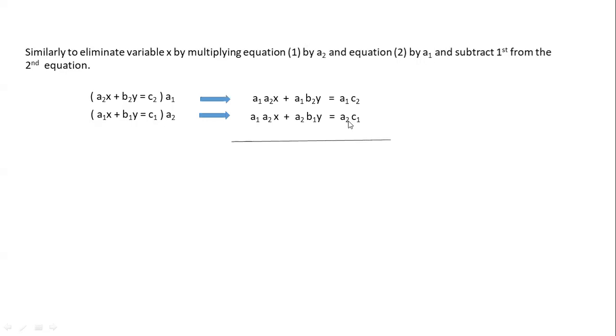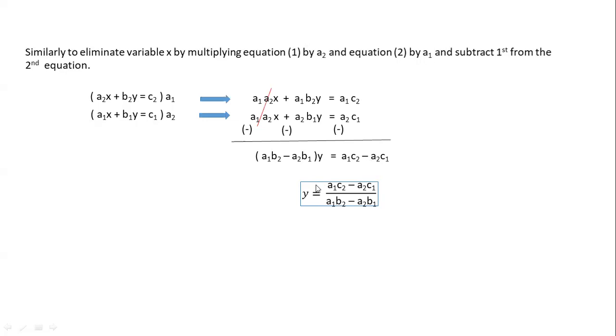Now we are again subtracting it. When you subtract it, the sign becomes negative, this also becomes negative, this also becomes negative. Now if you see this, the first term a1a2x, this is positive, this is negative, this will get cancelled. We are left with a1b2 minus a2b1 times y is equal to a1c2 minus a2c1. Bring this term below, it becomes y is equal to a1c2 minus a2c1 upon a1b2 minus a2b1. This is the y value.